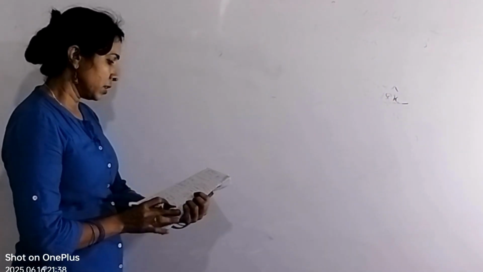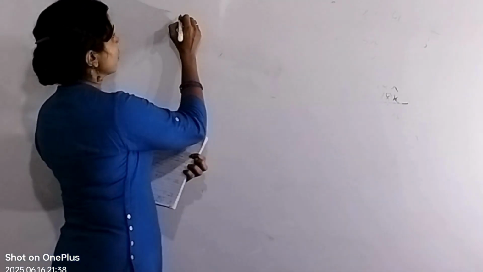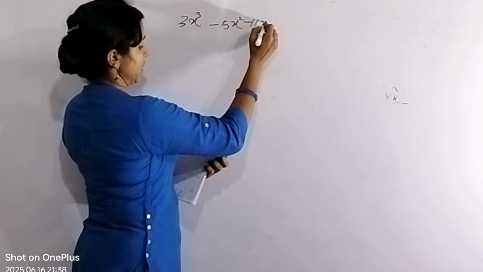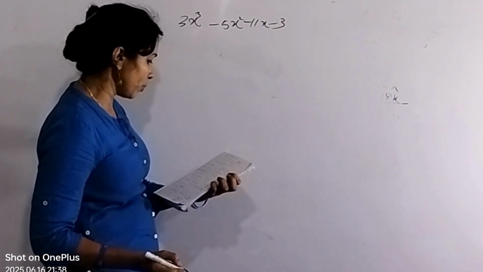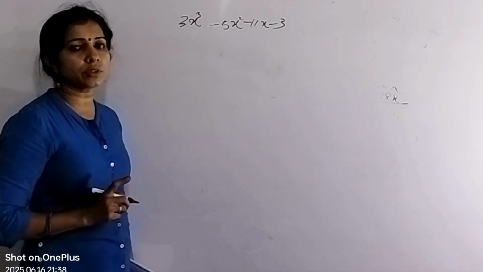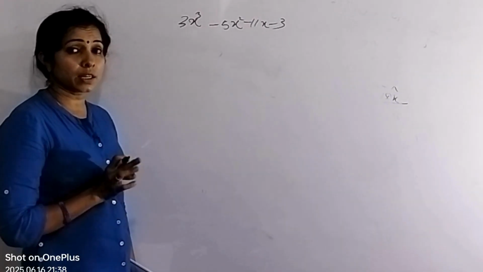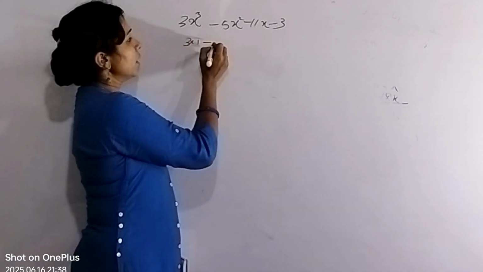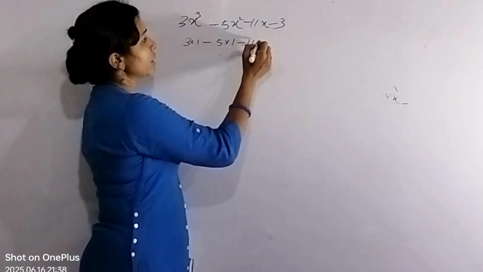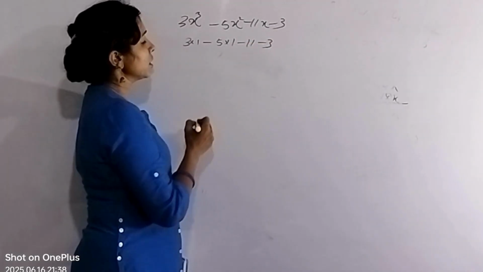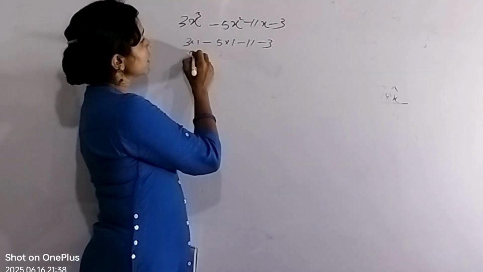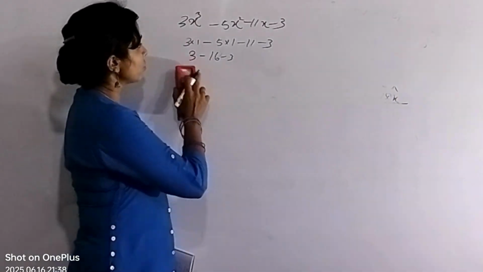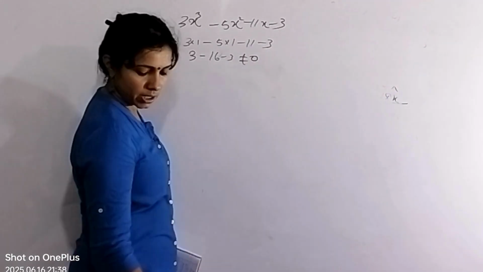Have a look here. We have another cubic polynomial, 3x cube minus 5x square minus 11x minus 3. Normally we have to find one real root by assumption. So I'm just putting 1 here. So 3 into 1, minus 5 into 1, minus 11 into 1, minus 3. You just have a look whether it will be 0 or not. 3 minus 5 minus 11 minus 3, it is not 0. So another number I'm taking, minus 1.